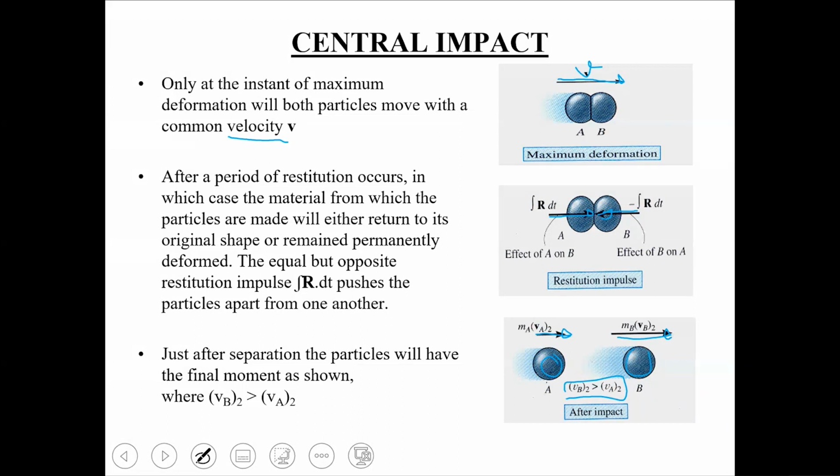The first one is the deformation phase, in which each particle exerts a deformation impulse on the other particle. Then it would be a restitution phase in which each particle is going to exert restitution impulse on the other particle, but these deformation and restitution impulses are internal to the system because they occur in equal and opposite collinear pair as per Newton's third law of motion. So this is the whole physical phenomena of central impact. I hope that all these steps are clear to all of you.